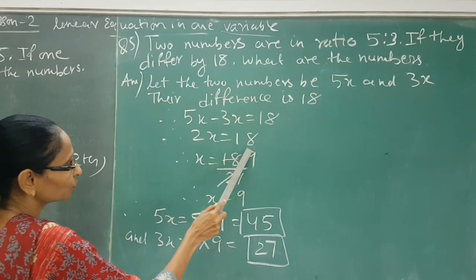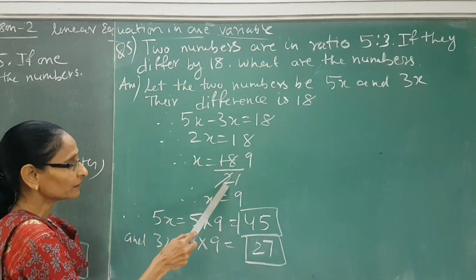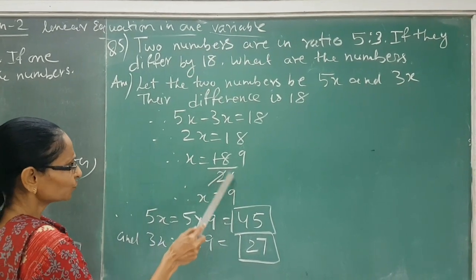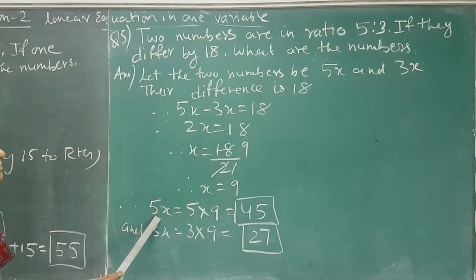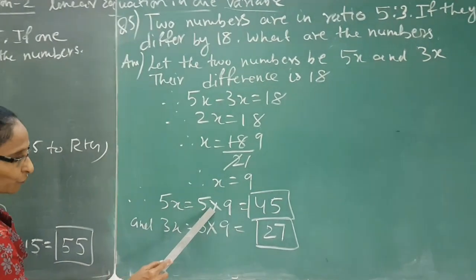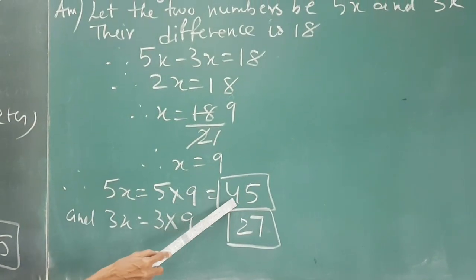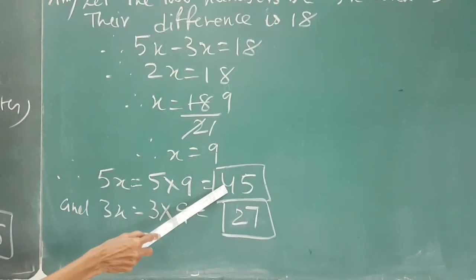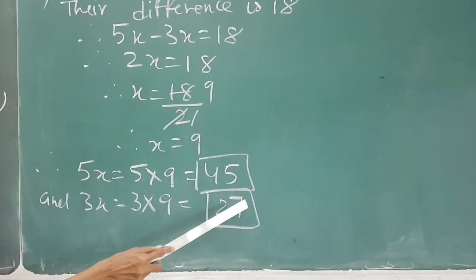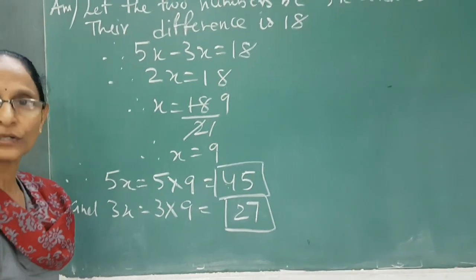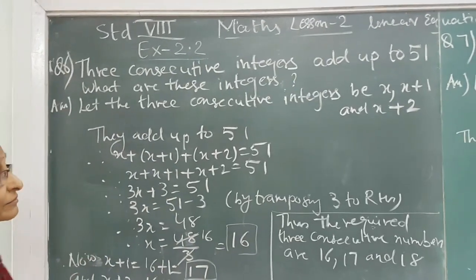Therefore 2x is equal to 18. Therefore x is equal to, this 2 will come down. So 18 divided by 2. 2 nines are 18. Therefore x is 9. So our first number 5x is equal to 5 into 9. In 5x, I have put the value of x. So 5 nines are 45. First number is 45. And the second number 3x. So 3 into 9 is 27. So the second number is 27. Clear?